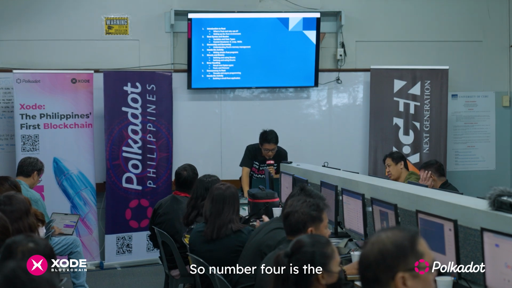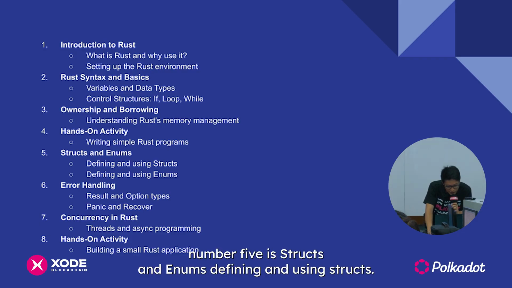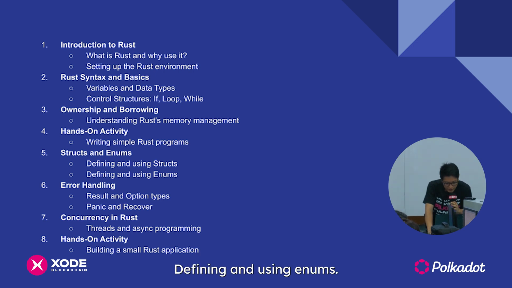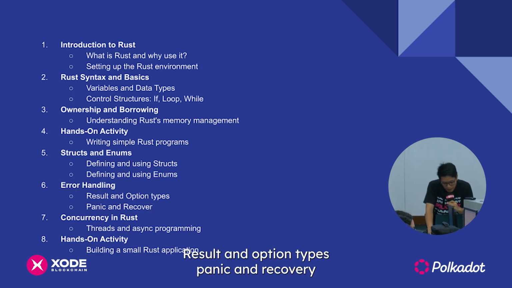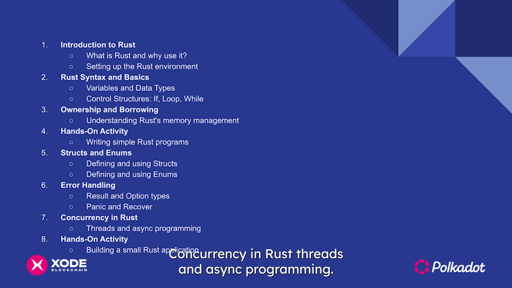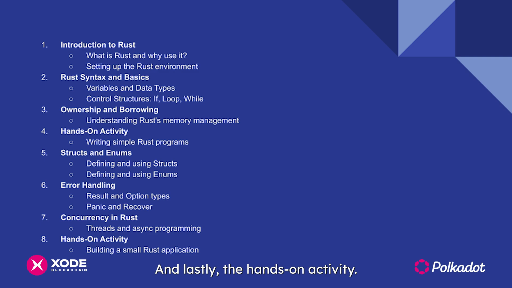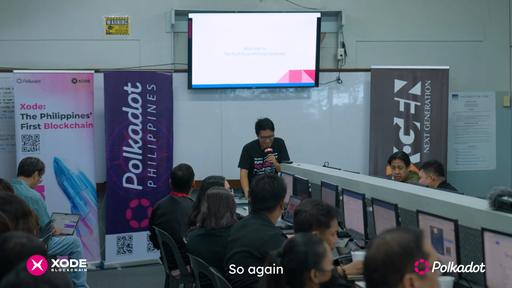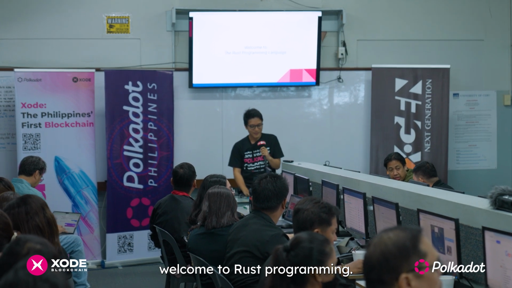Number 5 is structs and enums, defining and using structs, defining and using enums. Number 6 is error handling, result and option types, panic and recovery, concurrency in Rust, threads and async programming, and lastly, the hands-on activity. So again, welcome to Rust programming.